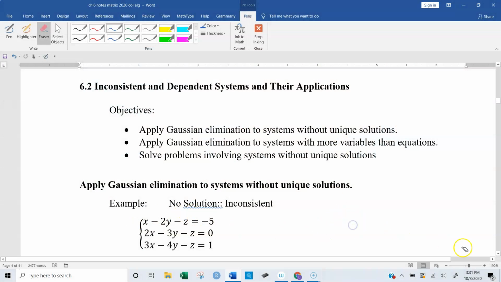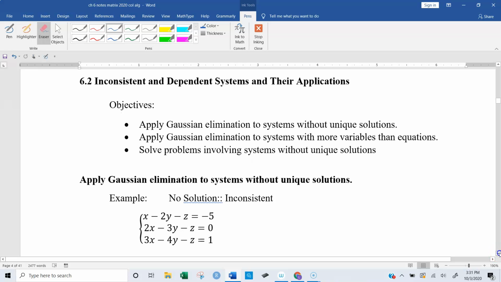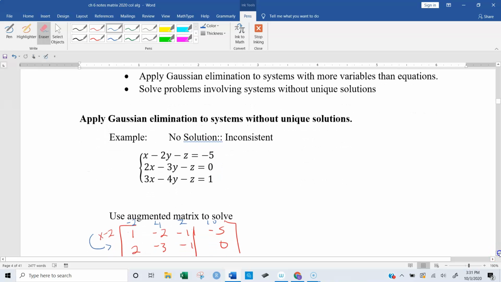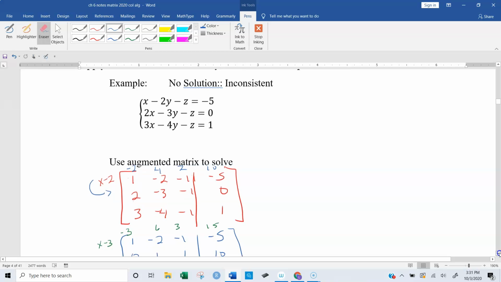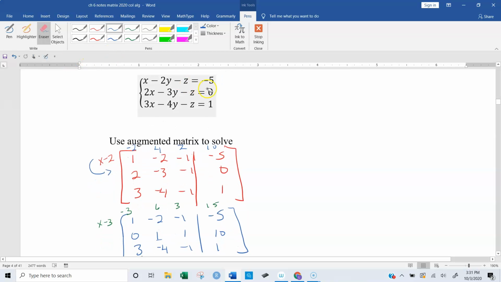All right, so this one here is a no solution, since it tells you that on the top. So we do the same thing we've done before, and we write them down. So we take the 1, -2, -1, -5, and we create our matrix. 2, -3, -1, 0, 3, -4, -1, 1.